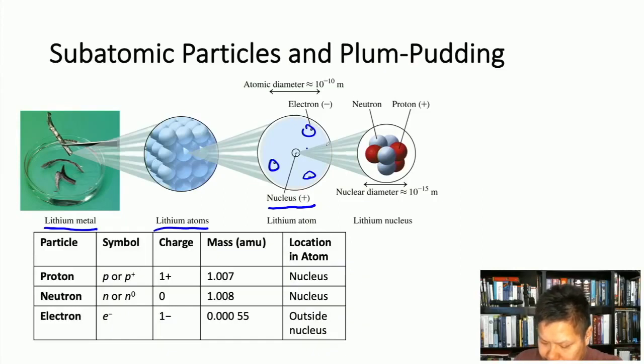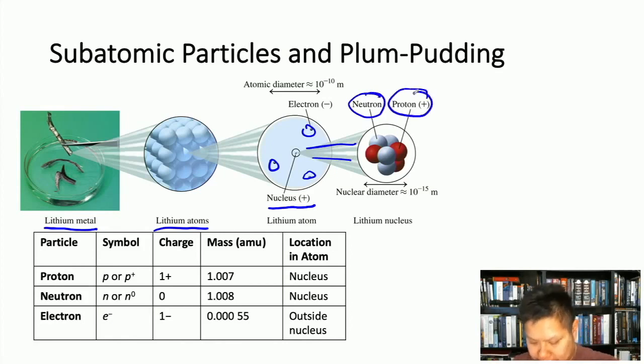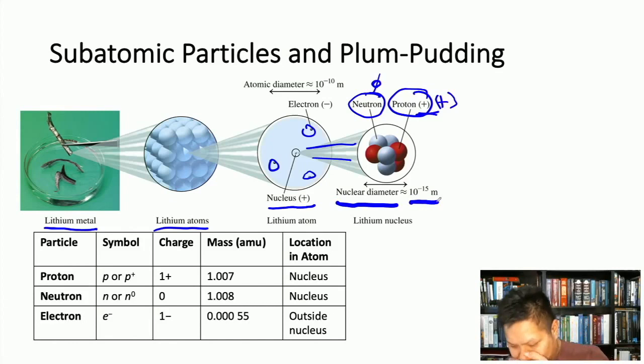If we take a closer look at that nucleus right here, we can see that the nucleus is actually composed of neutrons and protons, which we'll talk about in more detail later. But that's why it has an overall positive charge, because neutrons have no charge, while protons have a positive charge, right? And this is also very interesting too. The diameter of a lithium nucleus is approximately 10 to the minus 15 meters. So that's 15 zeros after a decimal point, meters. That's really, really, really, really small. Super small. Okay.